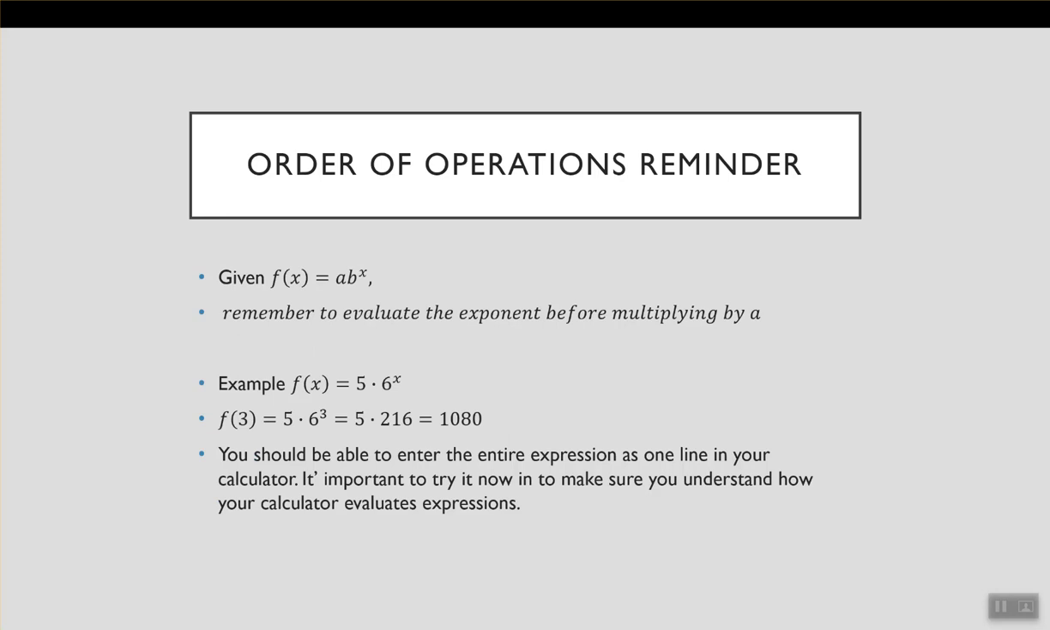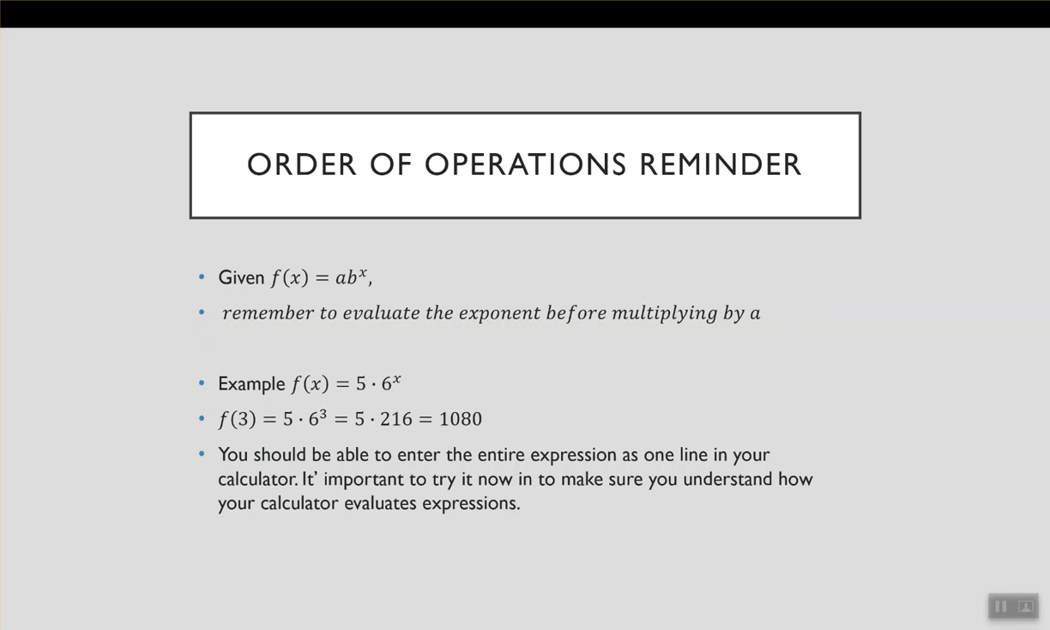All right. I wanted to quickly say, remember order of operations. If I give you a number in front of our exponential, so I just wrote given f of x is a times b to the x, just to say I have some number in front. I always do exponents before I do multiplication. So let's look at that in a few examples.